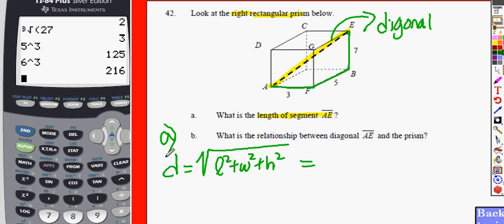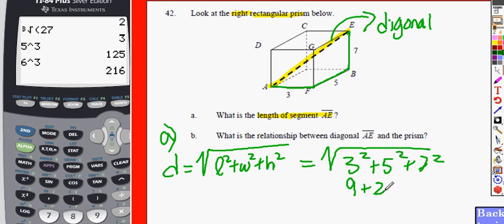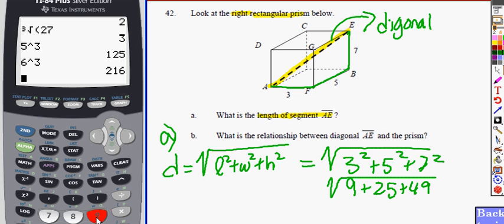So for part A, we're just going to say this is the square root of 3 squared plus 5 squared plus 7 squared. 3 squared is 9. 5 squared is 25. 7 squared is 49. Let's put this all into our calculator. 9 plus 25 plus 49. That all adds up to 83.